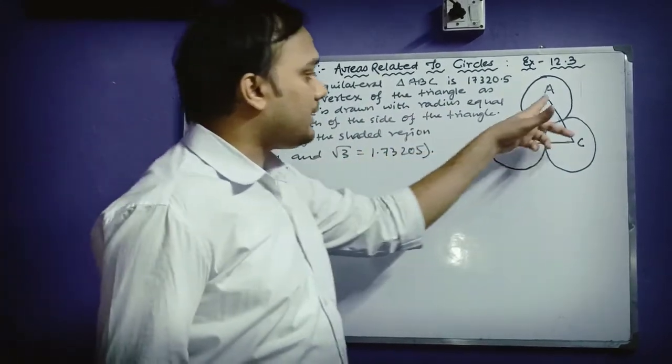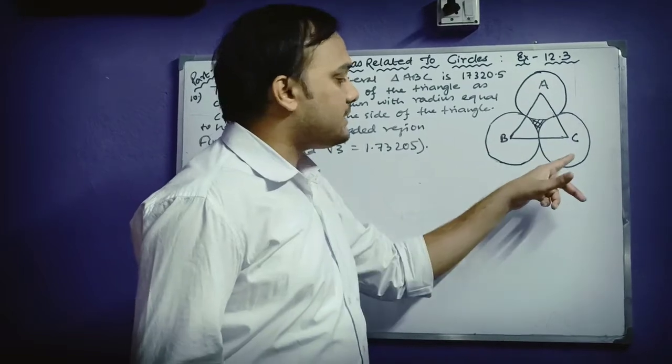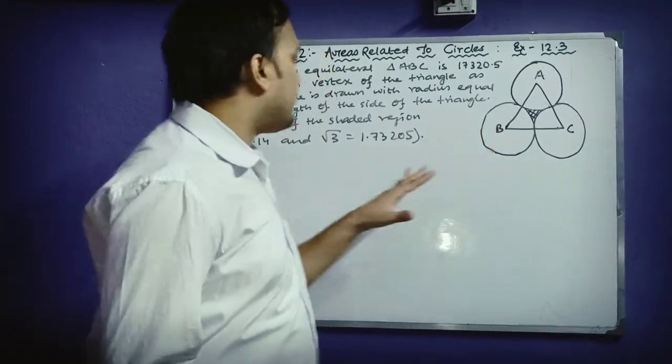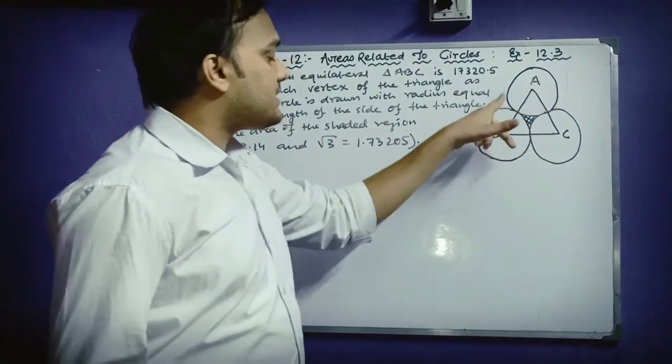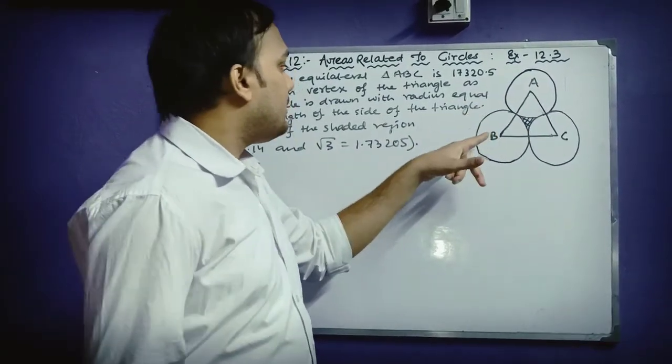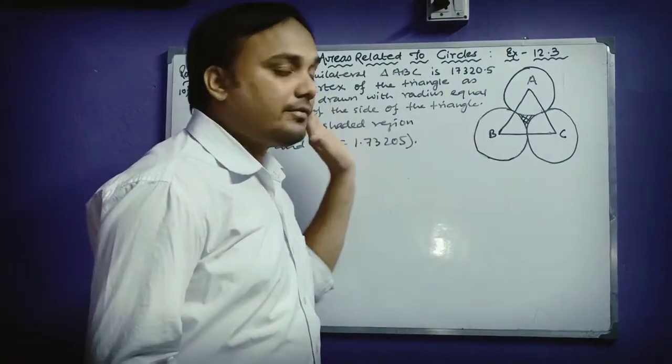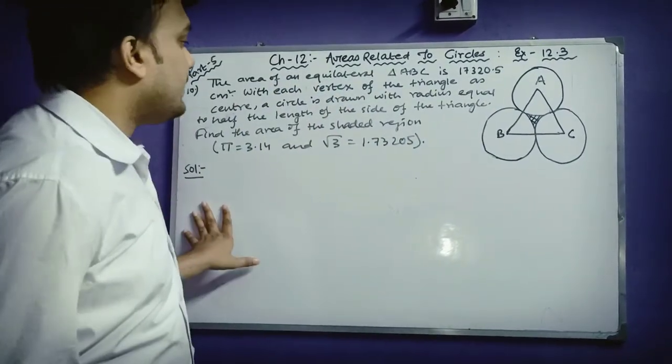As you can see, the vertices of the triangle A, B and C are actually the centers of these 3 respective circles, and the radius of each circle is actually half of the length of the side of the equilateral triangle. Okay, and we need to find the area of the shaded region.